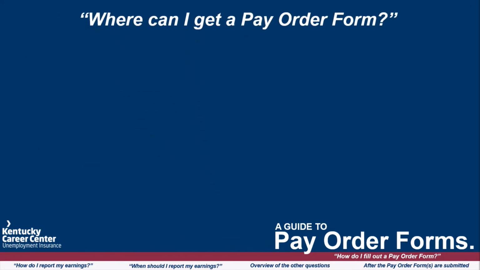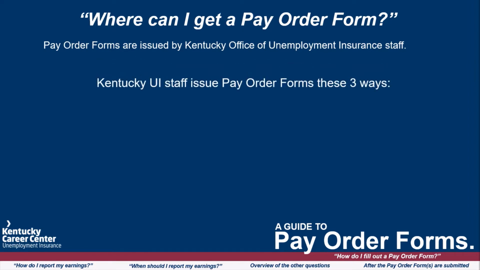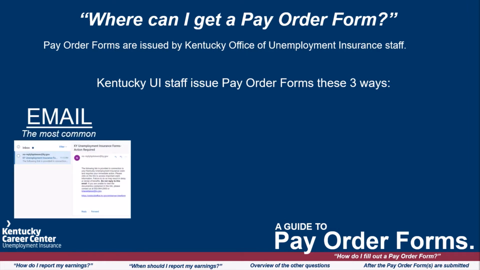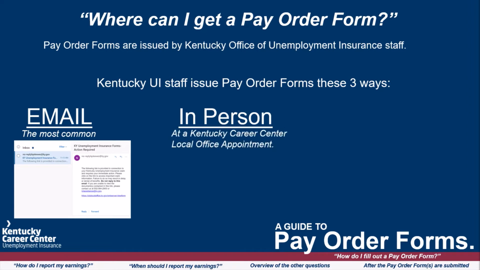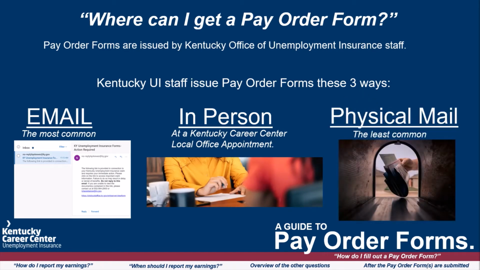Where can I get a pay order form? Pay order forms are issued by Kentucky Office of Unemployment Insurance staff. Kentucky UI staff issue pay order forms these three ways: email, the most common method; in person, at a Kentucky Career Center local office appointment; and through the physical mail, the least common method due to the length of time it takes to receive and then send back the forms.